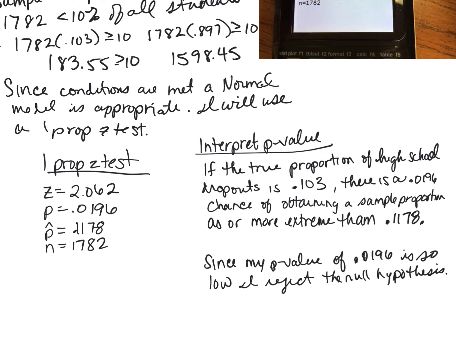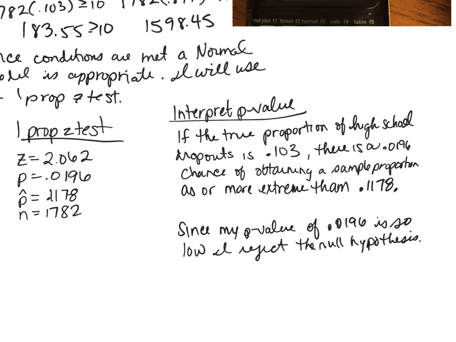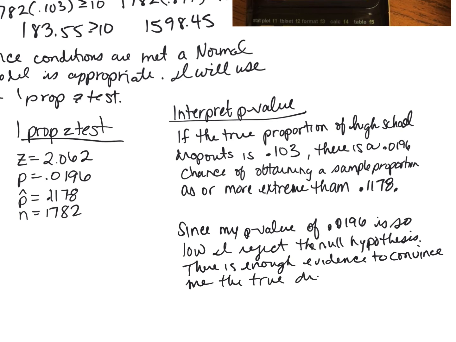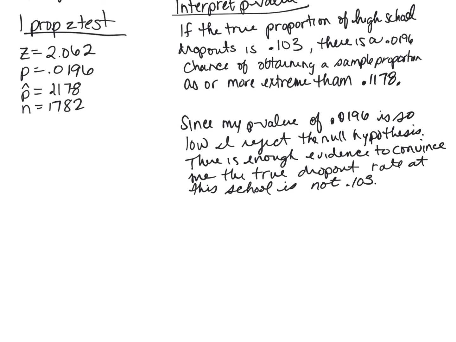Is there enough evidence? Am I saying there is enough evidence? Yes, there is enough evidence to convince me the true dropout rate at this school is not 0.103. It's not the same as the national value. And the point of the interval is to say, I don't think this is what it is, this is what I do think it is.